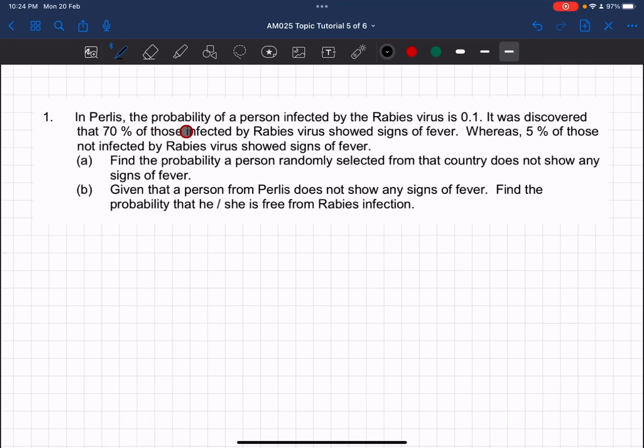In Perlis, the probability of a person infected by the rabies virus is 0.1. It was discovered that 7% of those infected by rabies virus showed signs of fever, whereas 5% of those not infected by rabies virus showed signs of fever. So first thing first, we need to write down what our events are. Let us denote with R. The probability of a person infected by the rabies virus is 0.1.